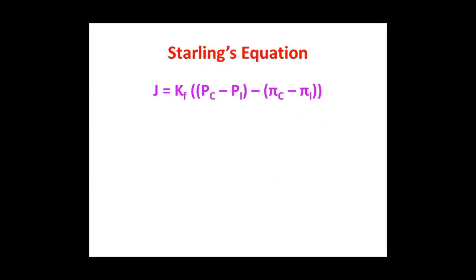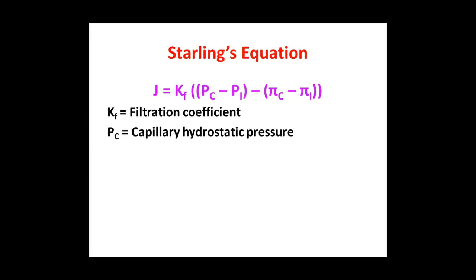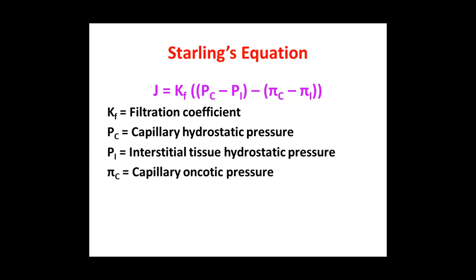So, we know there is a Starling's equation. J is equal to Kf times (Pc minus Pi) minus (Pi C minus Pi I). Kf is the coefficient of filtration. Pc is the capillary hydrostatic pressure. Pi is the interstitial tissue hydrostatic pressure. Pi C is the capillary oncotic pressure. Pi I is the interstitial tissue oncotic pressure. And accordingly, you can calculate the rate of filtration.